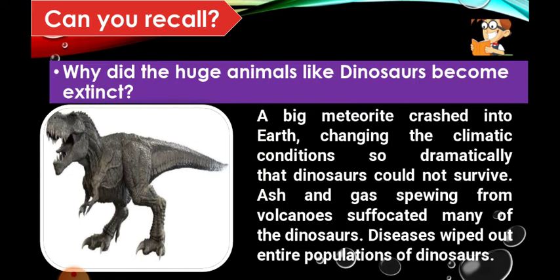Even those that were very far from the meteorite also could not survive, because ash and gas from the volcanoes were present all over and suffocated many of the dinosaurs. And because many dinosaurs were dying, diseases spread, and therefore some of the dinosaurs which were left also died because of certain diseases. So that is why dinosaurs became extinct.